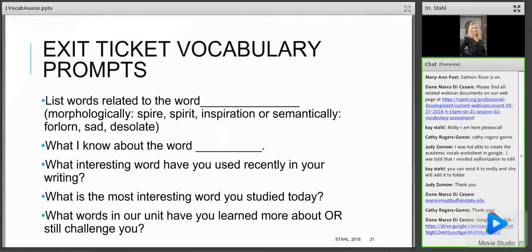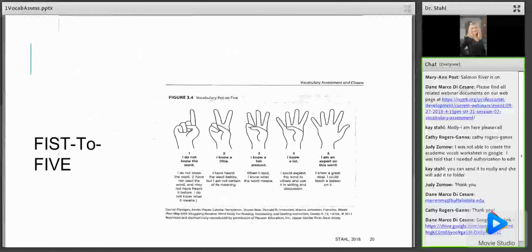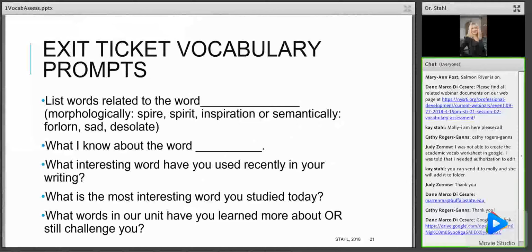Great quick way to get a sense of before you dig into a unit or while you're in the middle of a unit and you're talking about something, getting them to do something like that. It's likely that this is going to work better for our Tier 2 words. Remember, we talked about those last week.